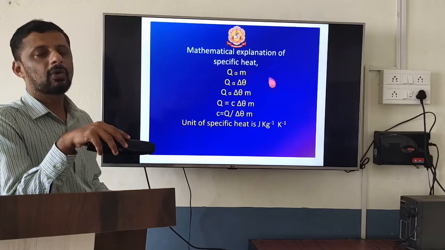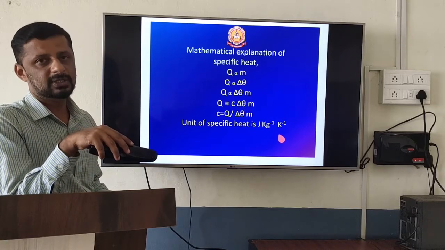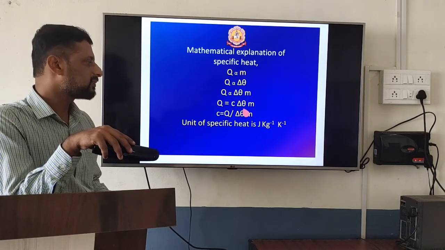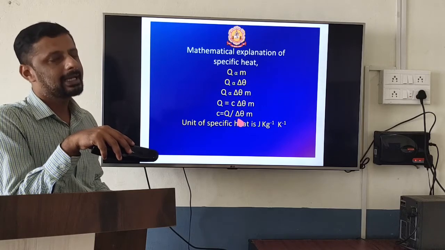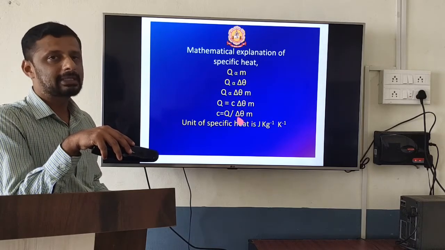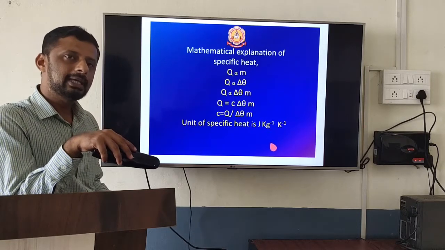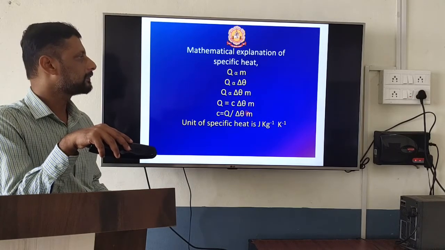is called specific heat. The quantity of heat required to raise the temperature of a unit mass of a substance through unit temperature is called specific heat. Its SI unit is, so Q is the heat energy, SI unit is joule, divided by delta theta, temperature, Kelvin, and mass unit is kg. Therefore the SI unit of specific heat is joule per kg Kelvin.